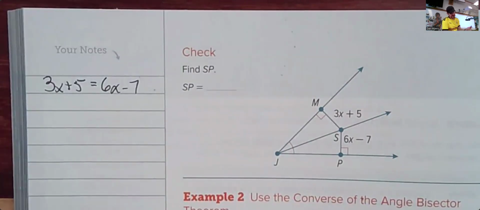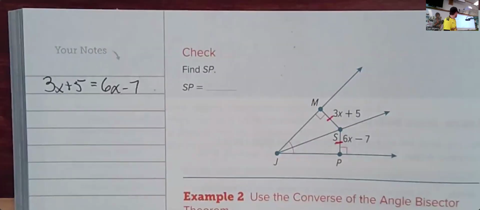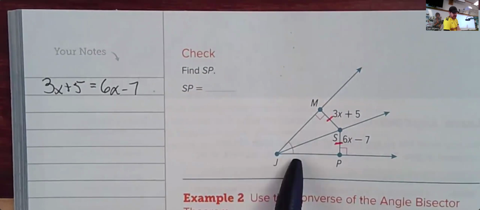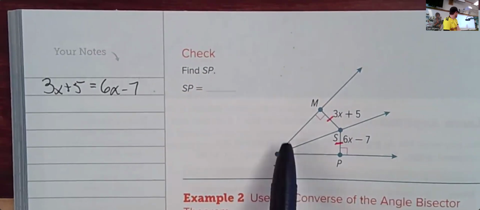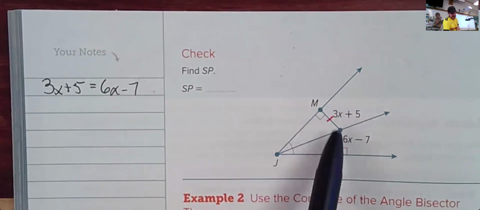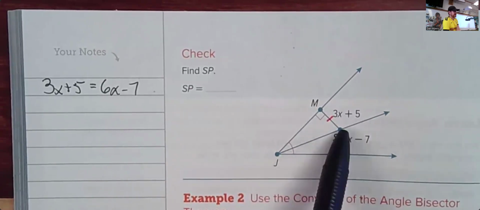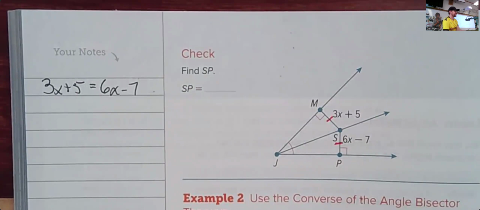We know that those two segments, MS and PS, have to be congruent because we have an angle bisector. We know it's an angle bisector because of the congruent markings here and here. And we have perpendicular between M and S and between S and P, which means that the distances have to be congruent because the angle bisector is perpendicular to those two sides. So let's go ahead and solve this.